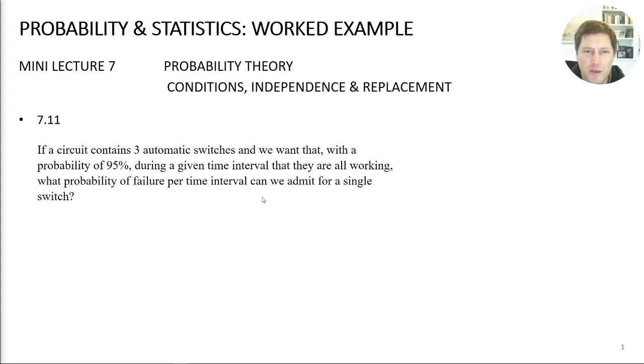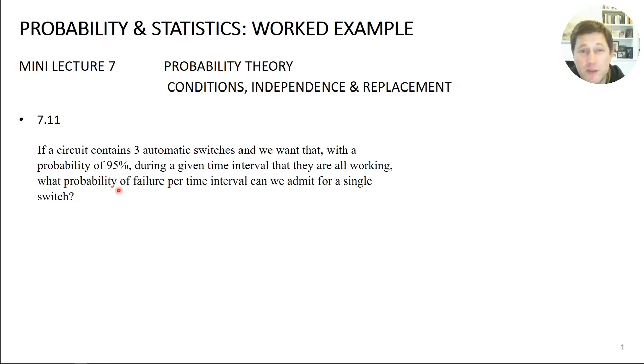So this is a case where we have a circuit and it contains 3 automatic switches, and we want them all to work within a given time interval, and you have to put a probability on how confident you want to be that they're all going to work. So we've decided that 95% is what's acceptable, so we need to be 95% confident that within a given time interval all of those switches are going to work.